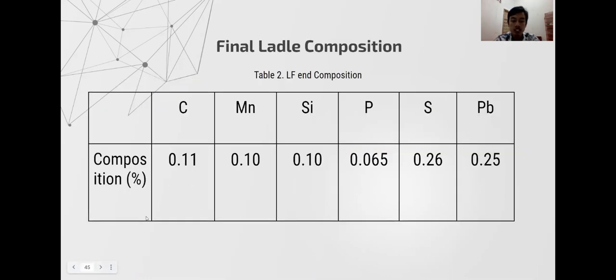Next. We have the final ladle composition, and the composition is 0.11% carbon, 0.1% manganese, 0.1% silicon, 0.065 phosphorus, 0.26 sulfur, and 0.25 lead. Then the ladle is transferred to the further process, which is the CCM, or continuous casting machine.